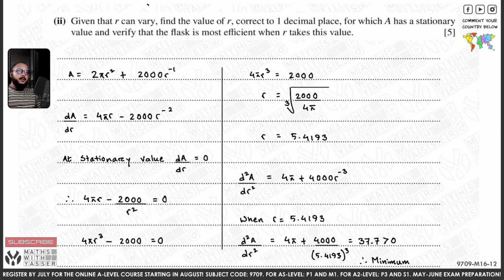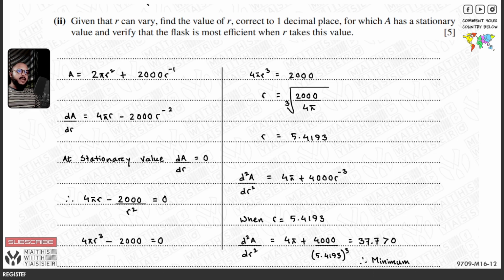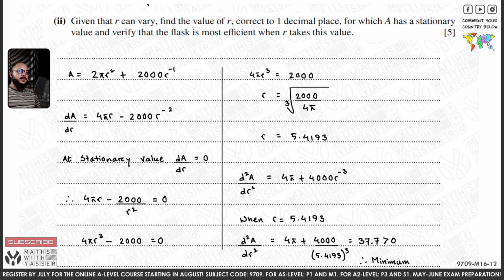In the second part, given that r can vary, find the value of r correct to one decimal place, for which A has a stationary value, and verify that the flask is most efficient when r takes this value. So previously we have already shown that A is equal to 2 pi r square plus 2000 over r, or we can write it as 2000 r to the power minus 1.